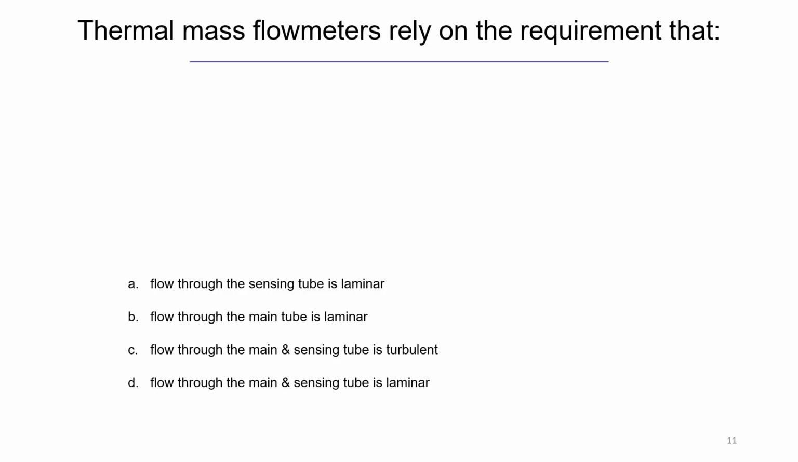Thermal mass flow meters rely on the requirement that A, flow through the sensing tube is laminar, B, flow through the main tube is laminar, C, flow through the main and sensing tube is turbulent, or D, flow through the main and sensing tube is laminar. Of course, since you already paused this and thought about it, you're all geniuses, so you know the answer is D. Remember, we said it needs to be laminar.